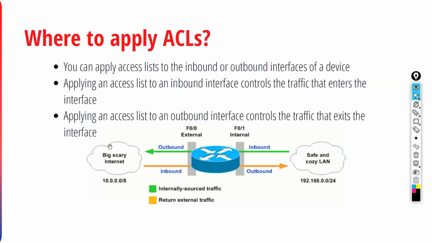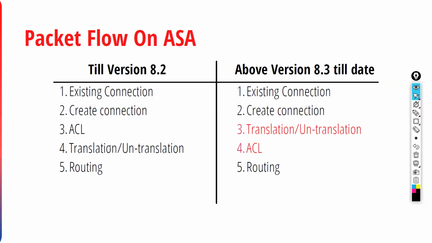Now let's go for the packet flow. There is a packet flow we need to understand. Packet flow on the ASA. ASA has 2 packet flows. One was till version 8.2. This is the iOS version, and after, version 8.3. So currently this one is being used.